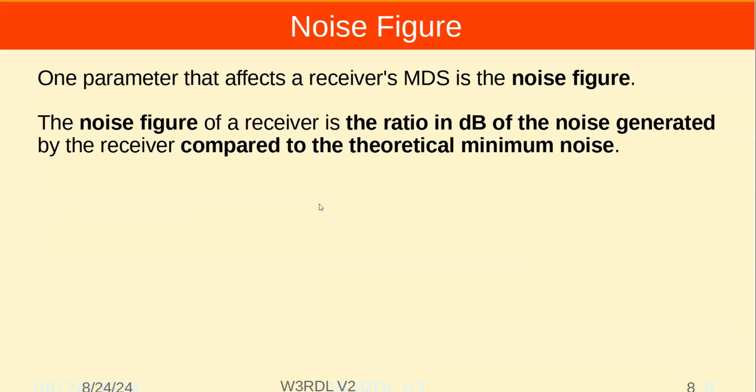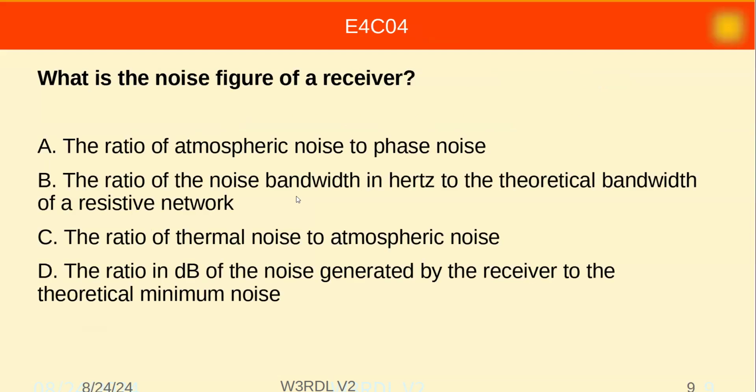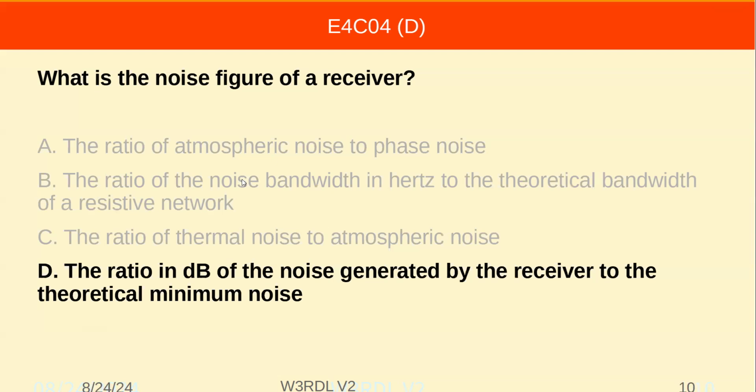So noise figure we said was the dB of the ratio of the noise generated internally compared to the theoretical minimum noise. So what is the noise figure of a receiver? I got it wrong because I did the theoretical, but I see there's another theoretical one, so I should read them all carefully.